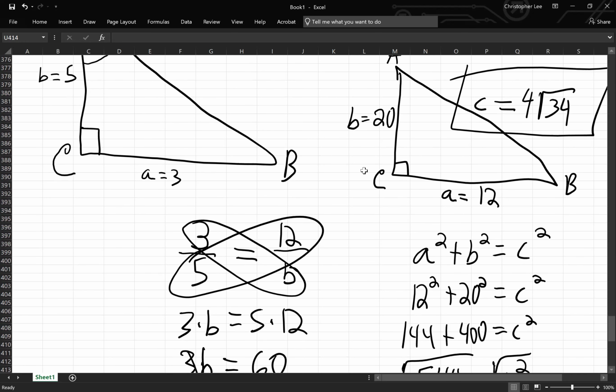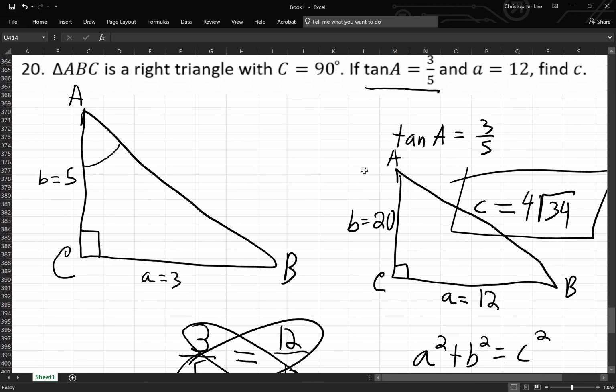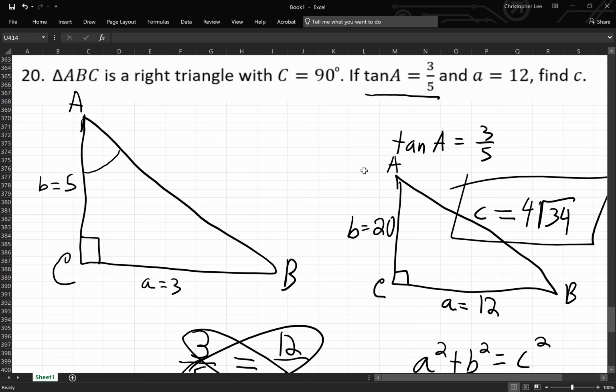Any questions on this? She just factored. So that's basically it. Yep, that's it. That's question 20 on the test.